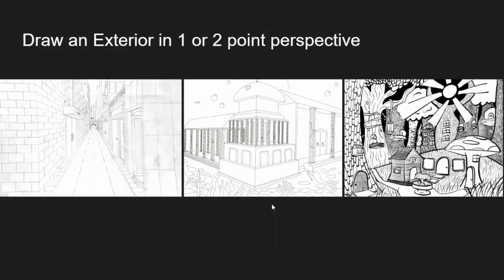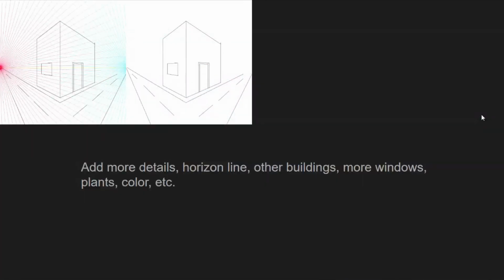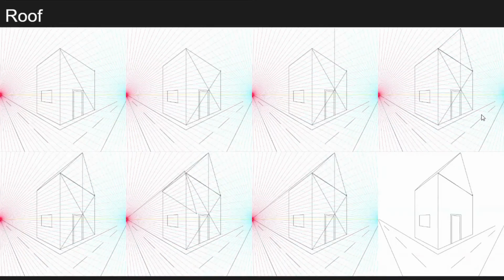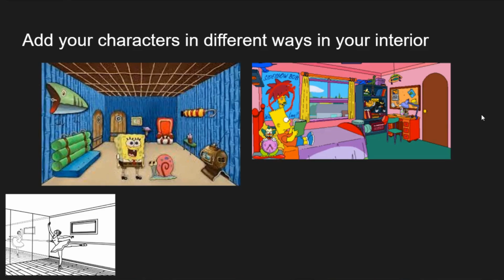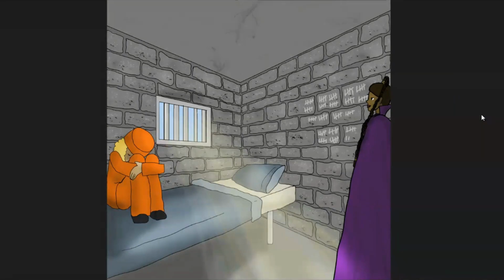Like this. And then if you want to do an exterior, so a 1-point example, a 2-point example, and this is also a 2-point example, but more freehand and details, smaller areas not connected together. And this is how to draw out a 2-point perspective building. And also how to draw a roof.